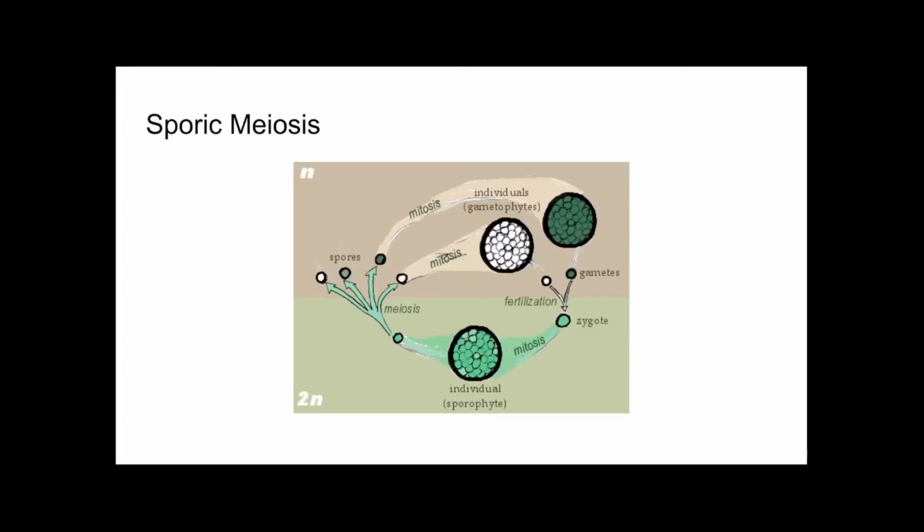We call that process sporic meiosis. So that is, meiosis produces spores, not gametes. We undergo gametic meiosis. That is, when we undergo meiosis, the result is gametes, right? Sperm and egg.